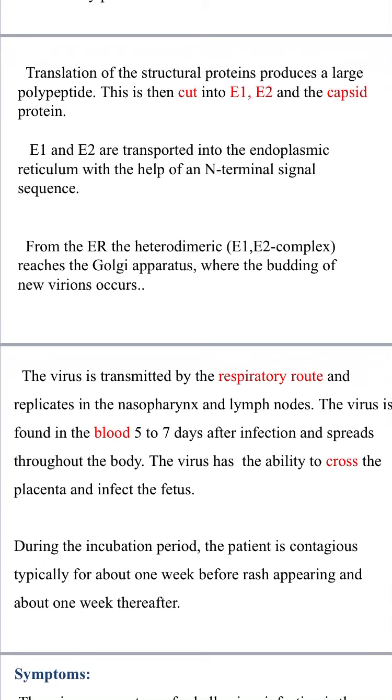The virus is transmitted by the respiratory route and replicates in the nasopharynx and lymph nodes. The virus can also be found in the blood after 5 to 7 days of infection. Then it can spread throughout the body. This virus has the ability to cross the placenta and infect the fetus. During the incubation period, the patient is contagious, typically for about 1 week before the rash appears and about 1 week after the appearance of the rash.